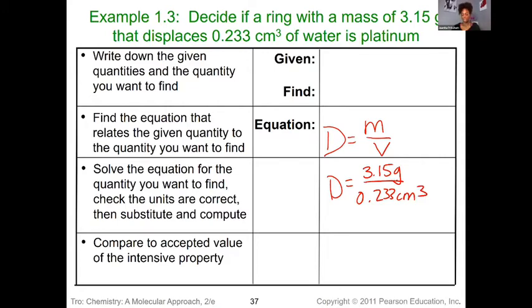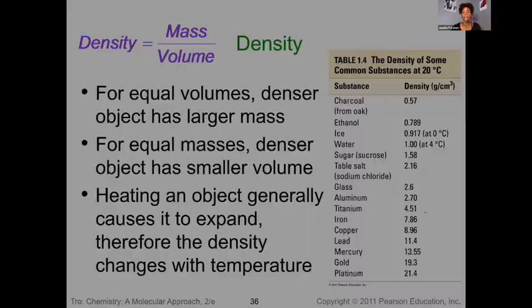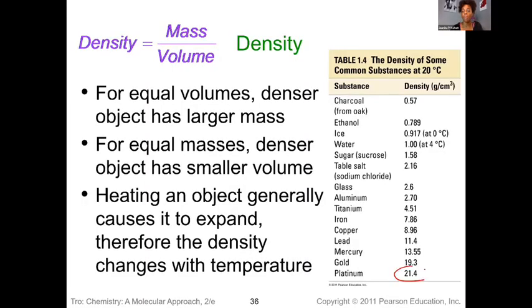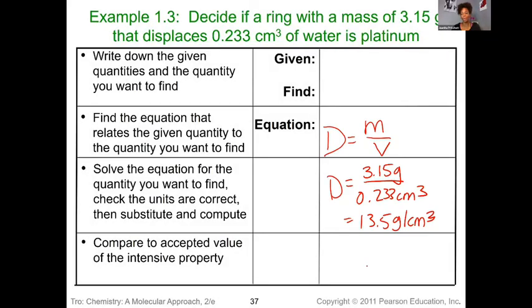Now, when we plug this into our calculators, we end up getting 13.5 grams per centimeter cubed. Now, if we look at our previous table, we see that platinum is actually 21.4 grams per centimeter cubed. So based off of this information, I don't think that this ring is indeed platinum. Okay, so that's how we can use it for identification purposes.